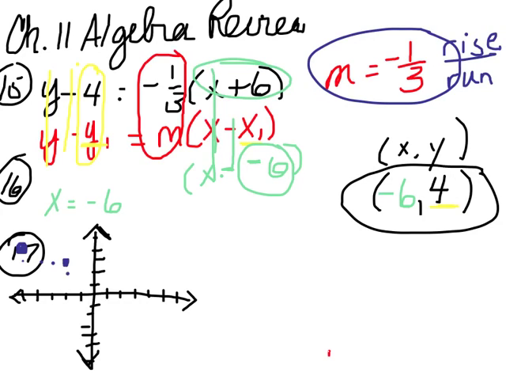I could go down 1 over 3 again if I want to get more points, but I only need 2 points. It's nice to have more just to make your graph more accurate. Basically, that's what your graph's going to look like there.